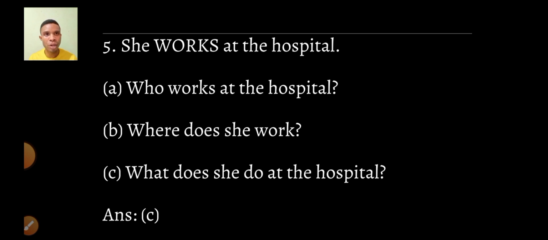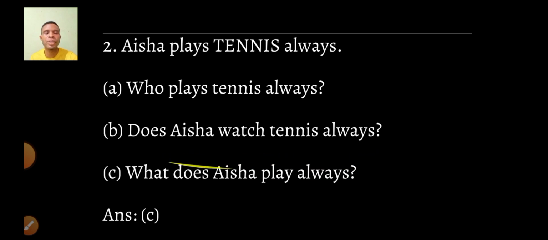A has works in it. B has work in it. C does not have work or works in it. So our answer is C. It's as simple as that. So again, if you want to get your answer quickly, look at the sentence, look at the stressed word. Look at the options. Which of the options does not contain that stressed word? That is your answer.